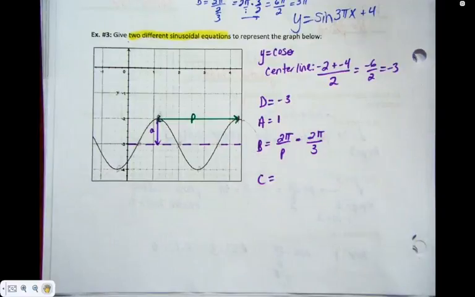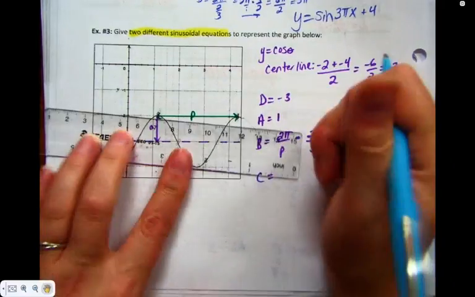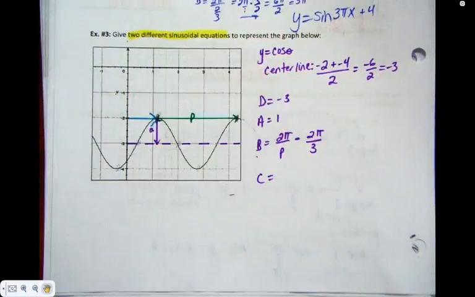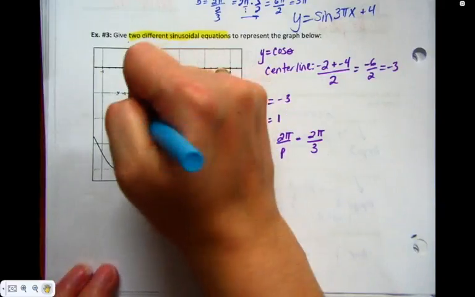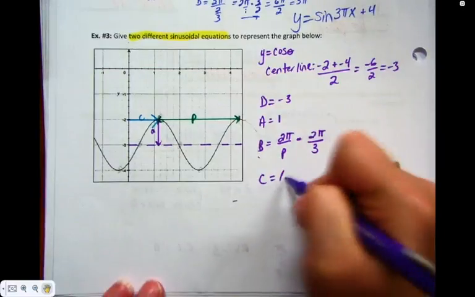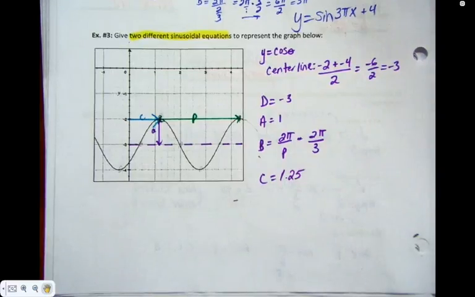The C value comes from the distance from the y-axis to the first starting point. All we want to know is how far we shoved this graph over. How much did I push it horizontally? That's just the horizontal translation. So this is where your C value comes from. It's how much from the y-axis to where we started. And this to me looks like 1.25, a little bit past 1.